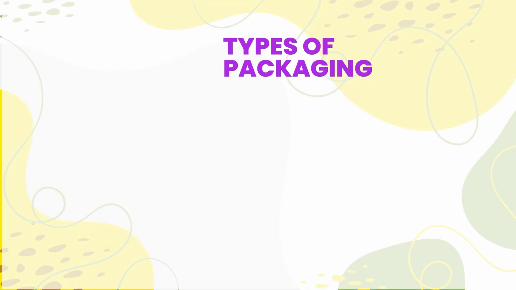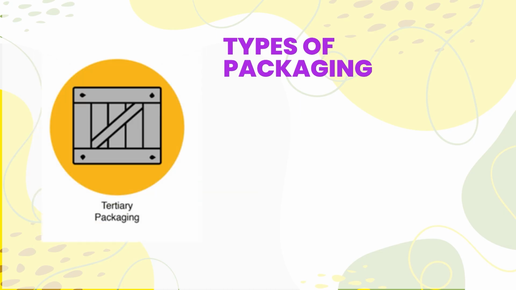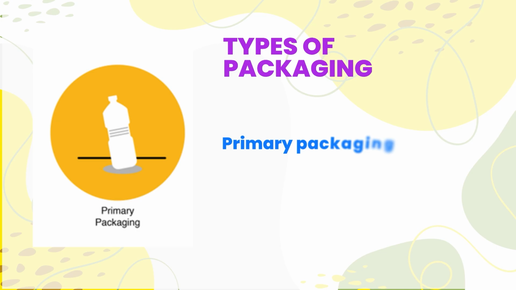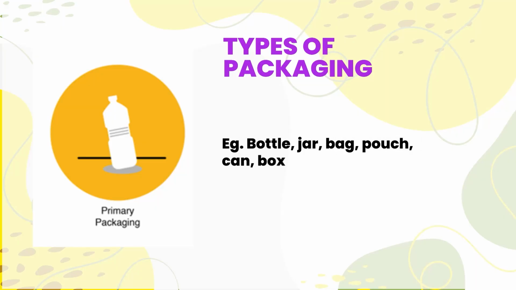There are 3 main types: primary packaging, secondary packaging and tertiary packaging. So primary packaging means it is the very first layer of packaging that comes in direct contact with the food. So it protects the product's quality and safety. It also serves as the primary canvas for branding and consumer information. For example, when we use the bottle, jar, bag, pouch, can, box, etc. for packaging any kind of food. So that is the individual packaging.